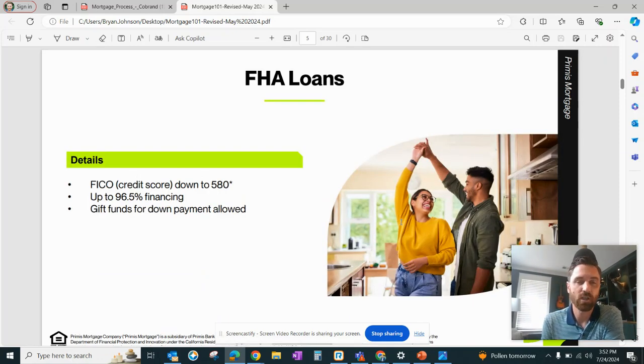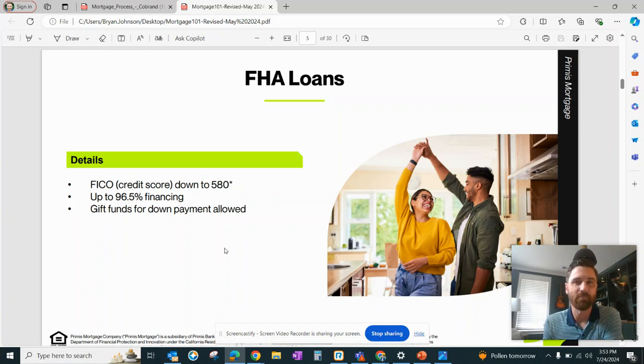So FHA loan, this is the government-backed loan program that's a little bit more flexible. You'll see here in the first bullet point, you can go as low as 580 on the credit score. 3.5% down is the down payment requirement. Gift funds are allowed. So FHA, again, is just more flexible when it comes to the pre-approval process, when it comes to credit and your credit history and your debt to income ratio. You can typically get approved for more house with this program with the same income compared to some of these other loan programs. And you can get by with lower credit scores.